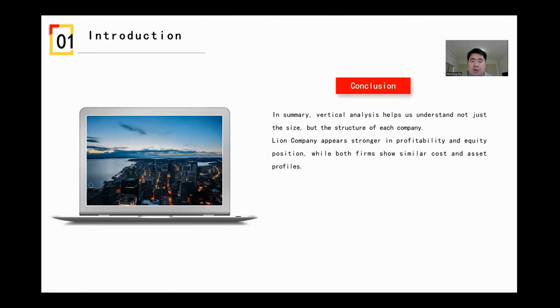To sum up, vertical analysis helps us understand not just the size, but the structure of each company. Lion appears stronger in profitability and equity position, while both firms show similar costs and asset proportions.